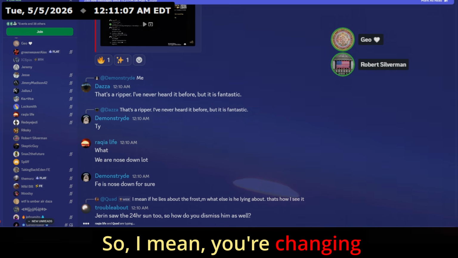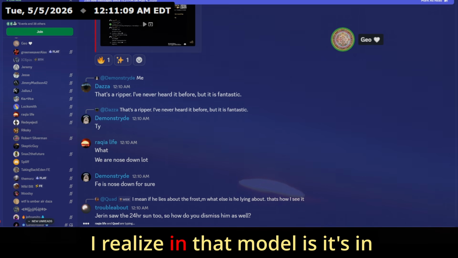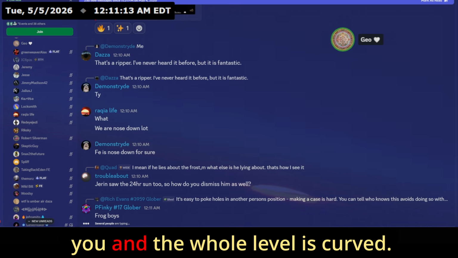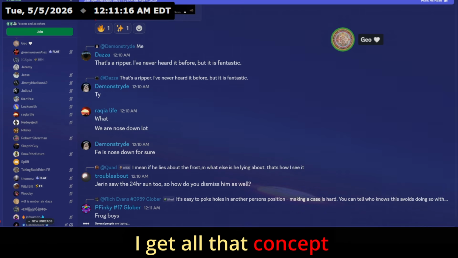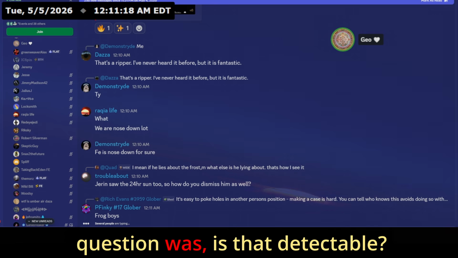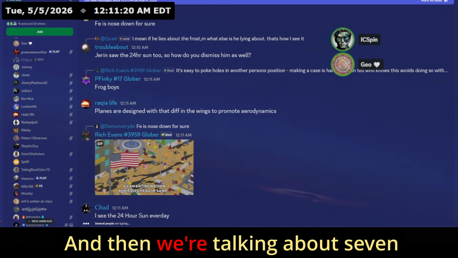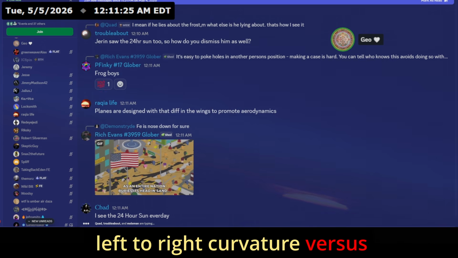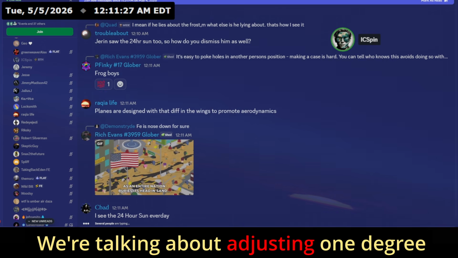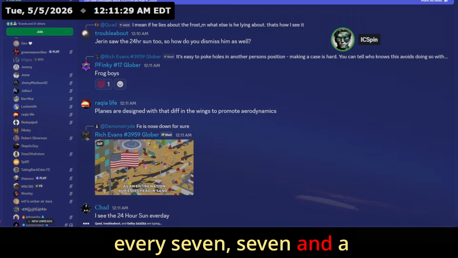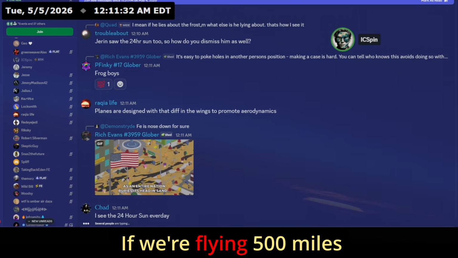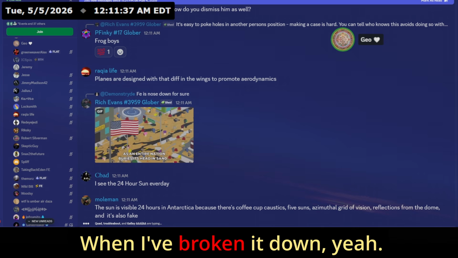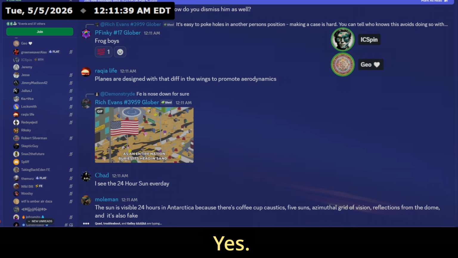So you would be changing orientation. I realize in that model it's in relation to the center of the sphere, and the vector of down moves with you, and the whole level is curved. I get all that concept, but nonetheless, the question was, is that detectable? And then we're talking about the left to right curvature versus vertical. We're talking about adjusting 1 degree every seven and a quarter minutes, if we're flying 500 miles an hour for 69 miles, right? That sounds about right. When I've broken it down, it's every few minutes. Yeah, every 7 and a quarter.